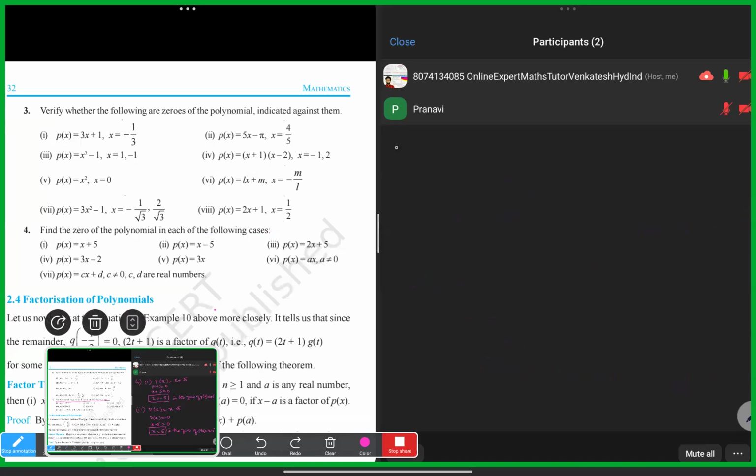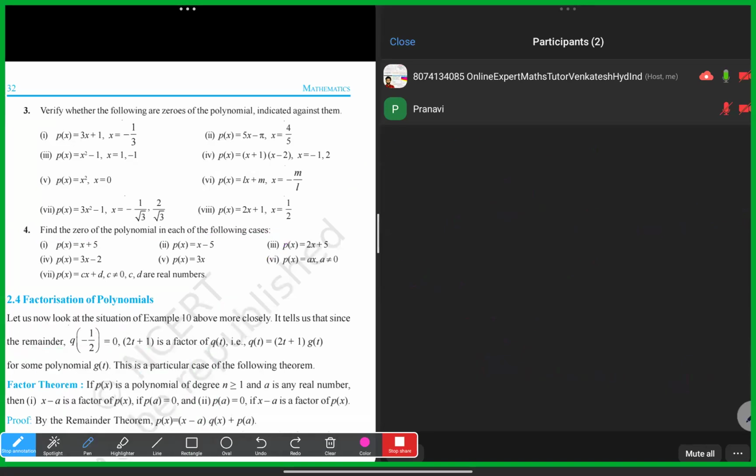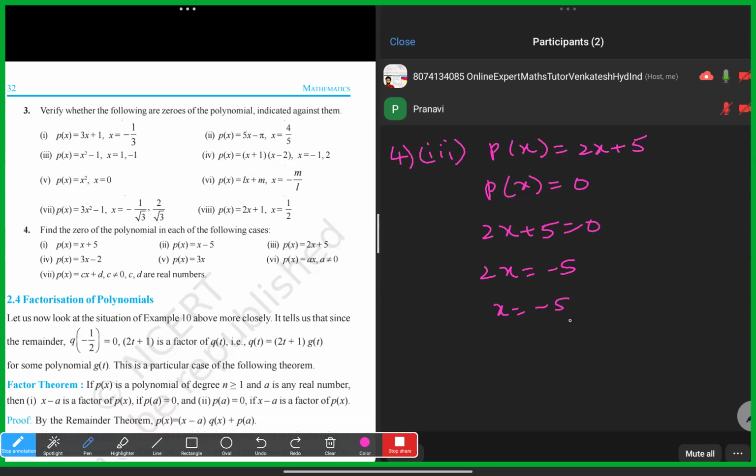Then fourth question, third bit. P of x is equal to 2x plus 5. So we need to equate p of x to 0 to find out the zero of the polynomial. 2x plus 5, we are equating to 0. So 2x is equal to 0 minus 5, x is equal to minus 5 by 2.